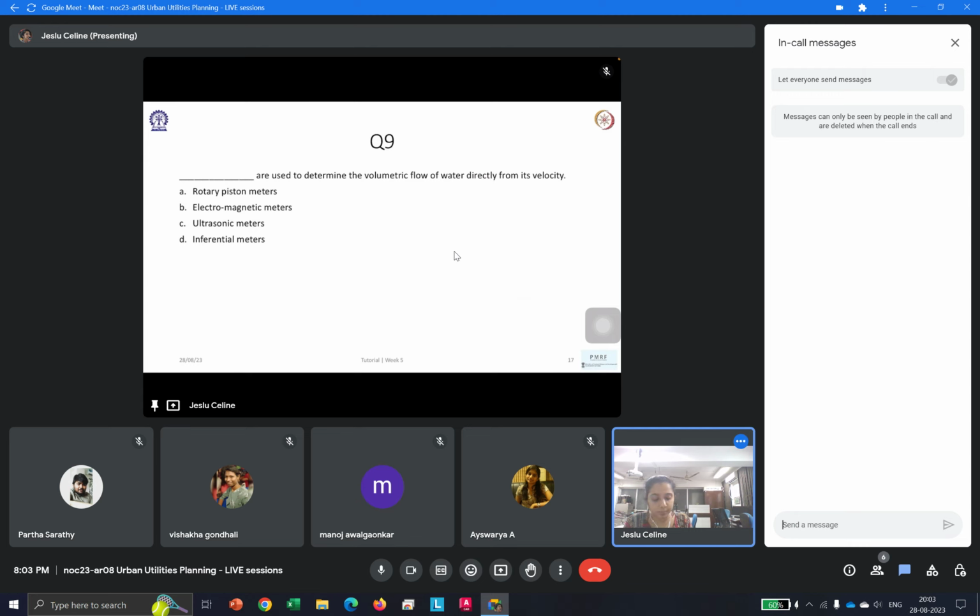Blank are used to determine the volumetric flow of water directly from its velocity. So we are mainly talking about certain meters, because all of these are different meters. Which meter is used in order to find the volumetric flow directly from its velocity? So let's go from the last one. Inferential meters. Is it inferential meters? Okay, ultrasonic meters, electromagnetic meters, rotary piston meters. Any guesses which one?